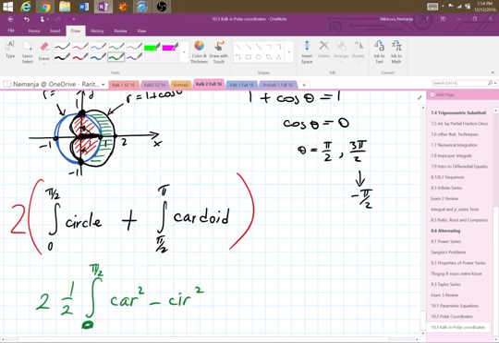Wait, why would it be the cardioid minus the circle? I thought it was far minus closer. Yes, and you start from the origin and you go out. Oh, no, I mixed up the things. I thought the black was the circle. Hold on. Yeah, black is the cardioid and blue is the circle.